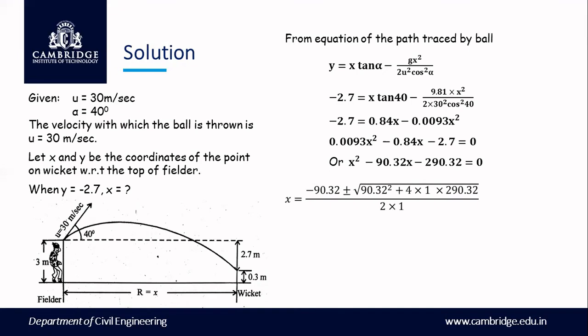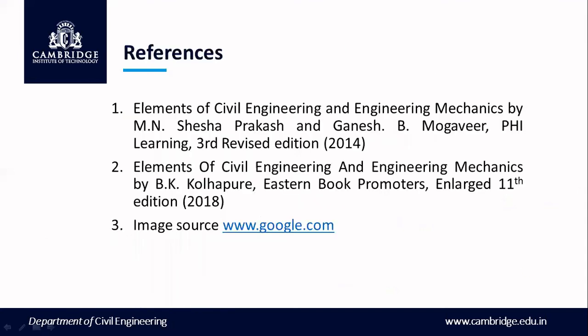X is equal to minus b plus or minus root of b square minus 4ac divided by 2a. On substituting this and solving, we get x is equal to 93.42 meter. We know that we have to get x to be positive, so we take the positive value, x is equal to 93.42 meter. So the distance between the bowler and the stump will be 93.42 meter.